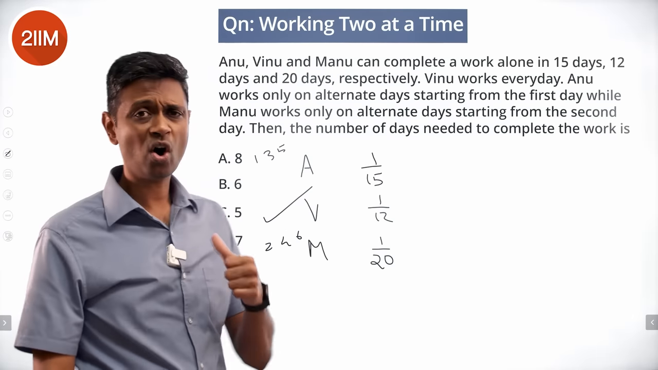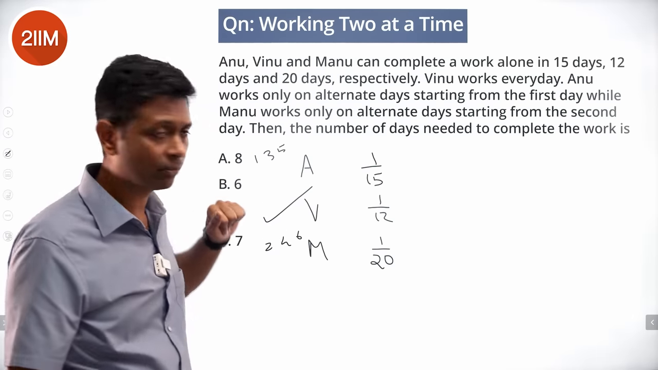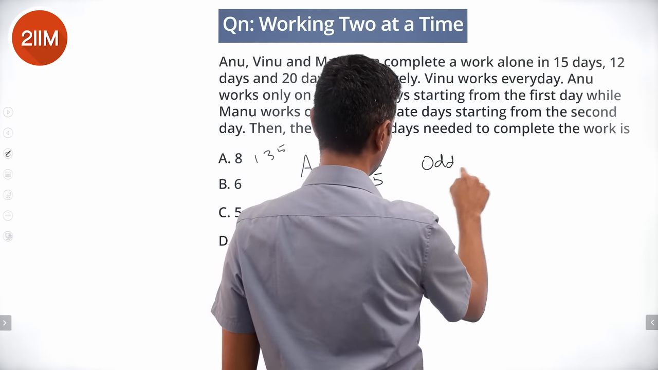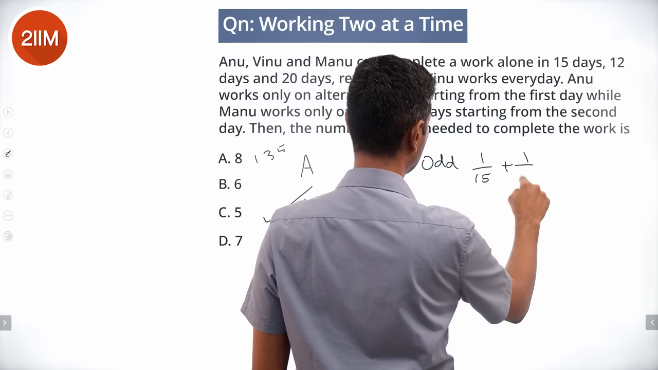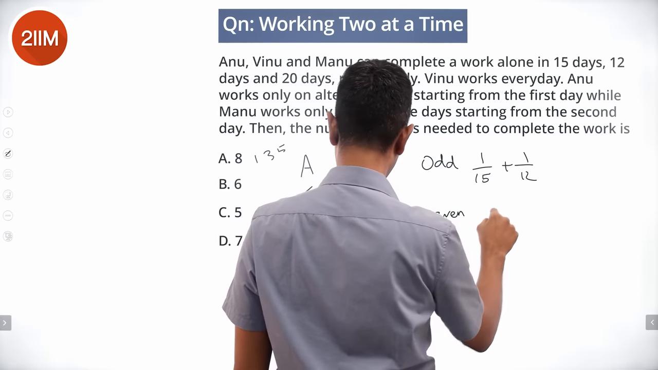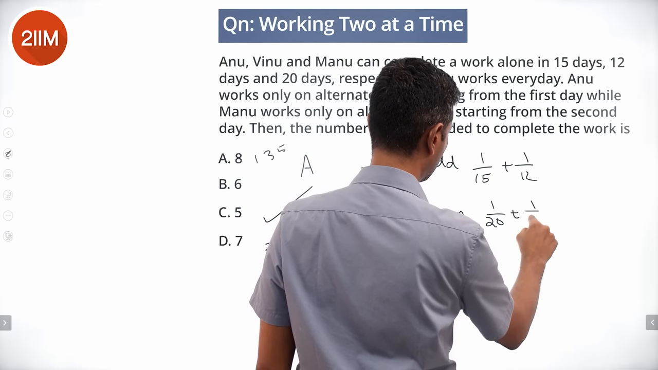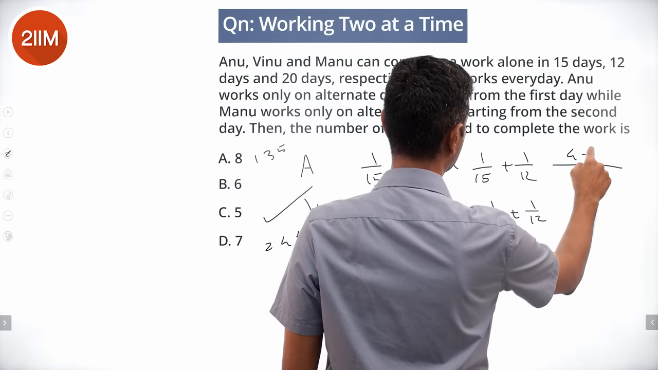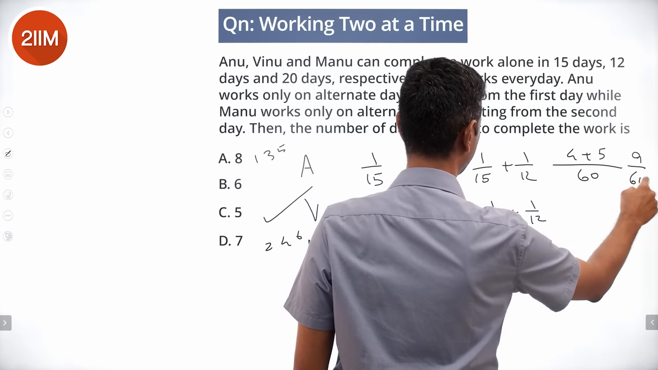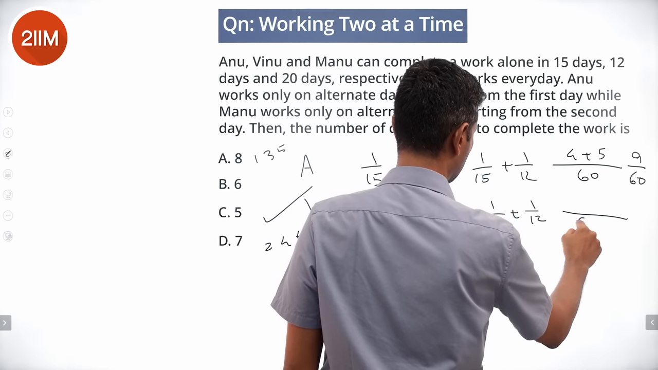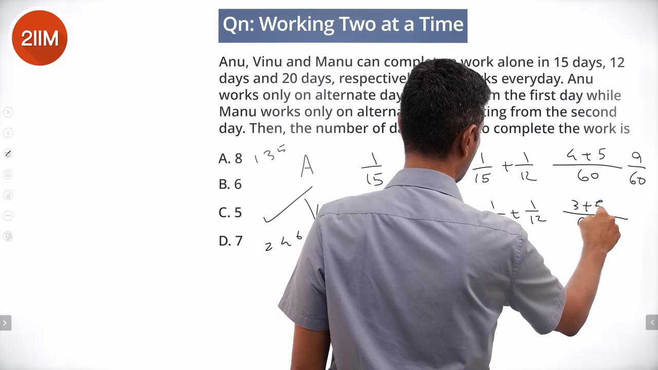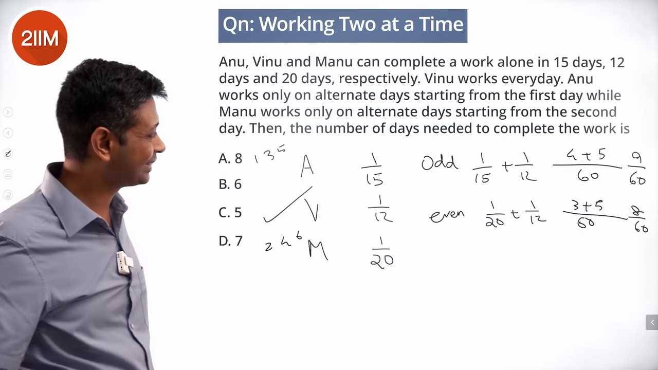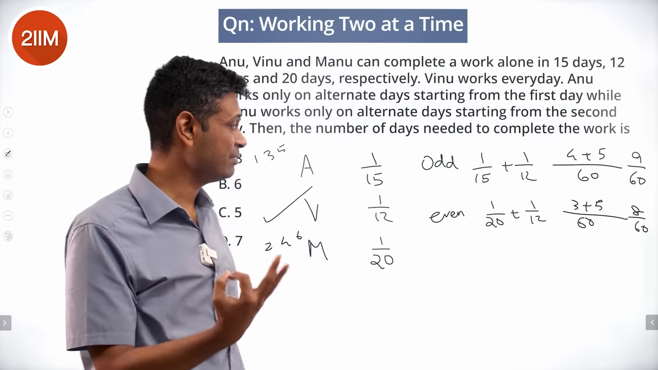On odd days, Anu and Vinu work. On even days, Manu and Vinu work. And so on odd days, we have 1/15 plus 1/12. On even days, we have 1/20 plus 1/12. Or this is 4/60 plus 5/60, which is 9/60. I'm not writing it as 3/20, because this is 3/60 plus 5/60, which is 8/60. Nice, wonderful. So on odd days 9/60 get done, on even days 8/60 get done.